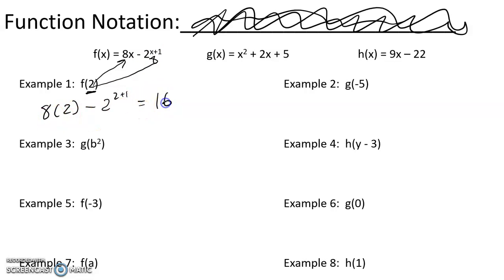8 times 2 is 16. Minus 2 plus 1 is 3, and 3 to the third power is 8. 16 minus 8 gets me the number 8.